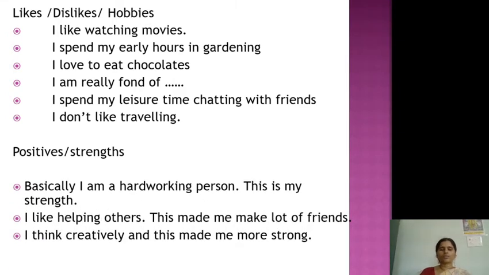So these are a few example expressions which you can use to tell about yourself. Basically, I'm a hardworking person. This is my strength. You can say it in this way. Or, I like helping others. This made me make a lot of friends.